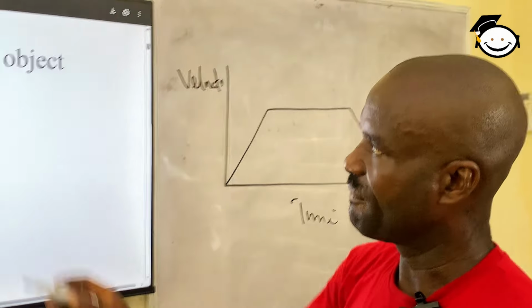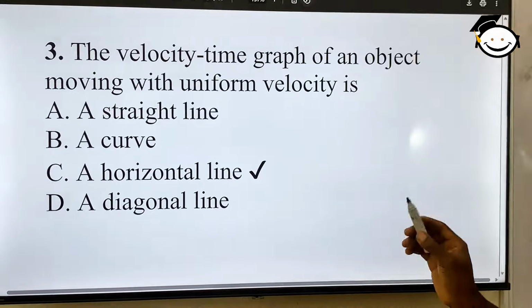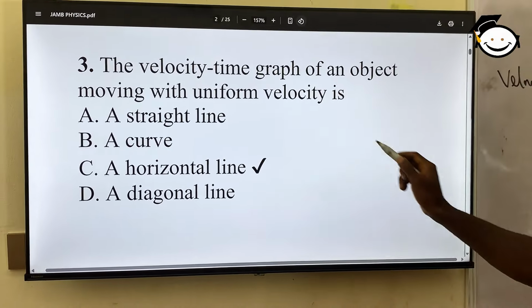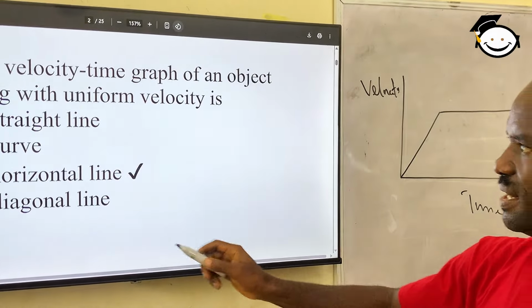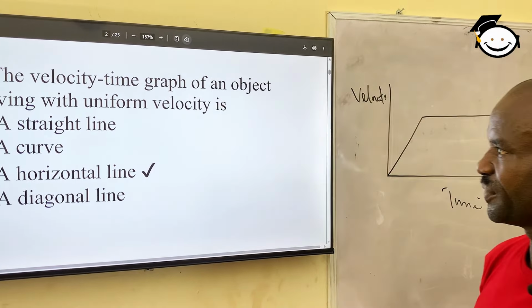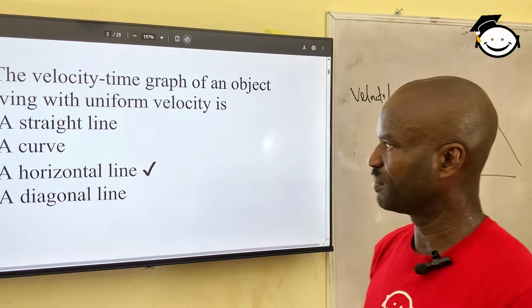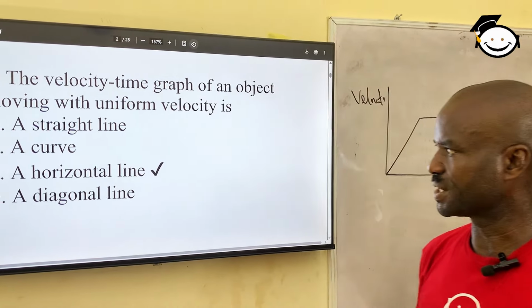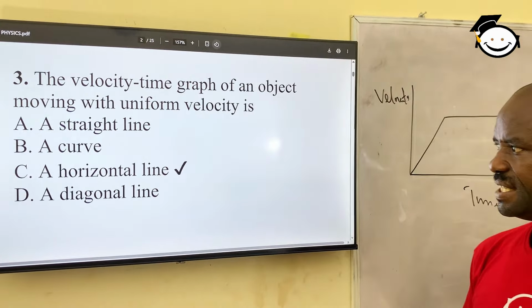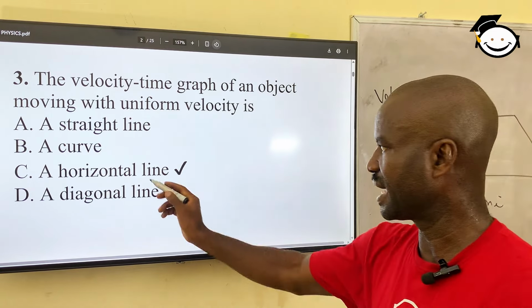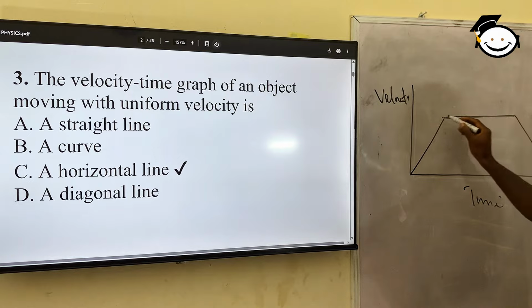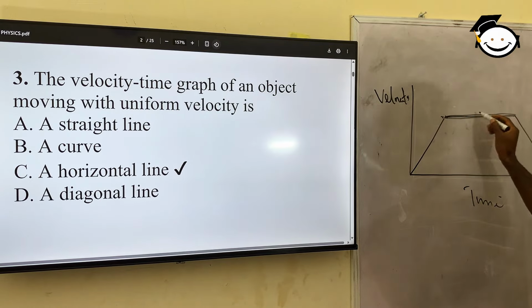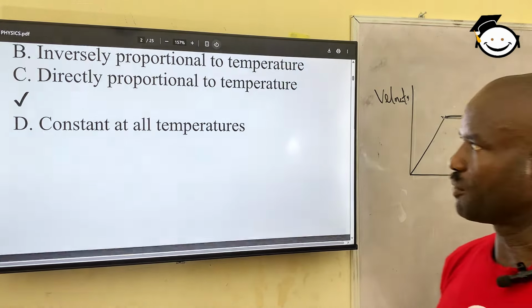So the velocity time graph of an object moving with uniform velocity, meaning with this, is A, a straight line, B, a curve, C, a horizontal line, and D, a diagonal line. The correct answer is C, horizontal line, which is this very one.